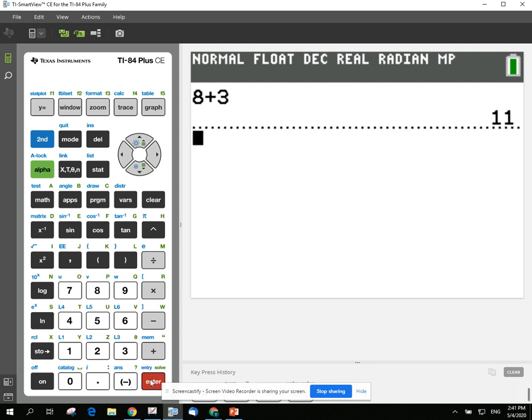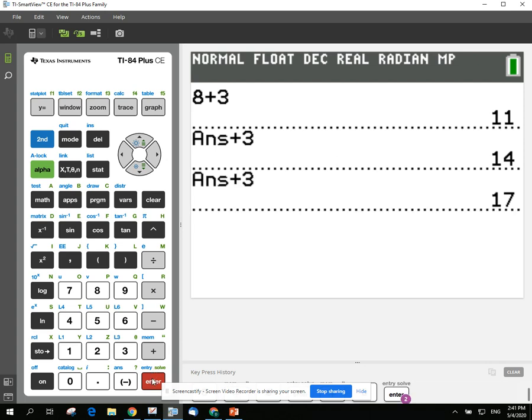If I go 8 plus 3 and get 11, and then I go plus 3 and get 14, by doing that, you have trained your calculator to know what the sequence is going to be. So now all I have to do is push enter, and it'll assume add 3. All I'm doing is pushing one button, enter, enter, enter, enter.